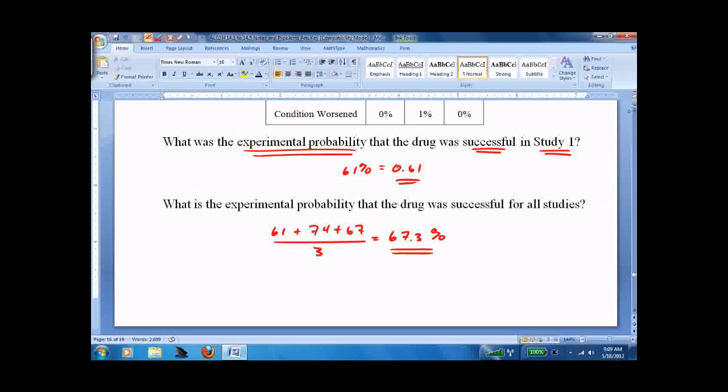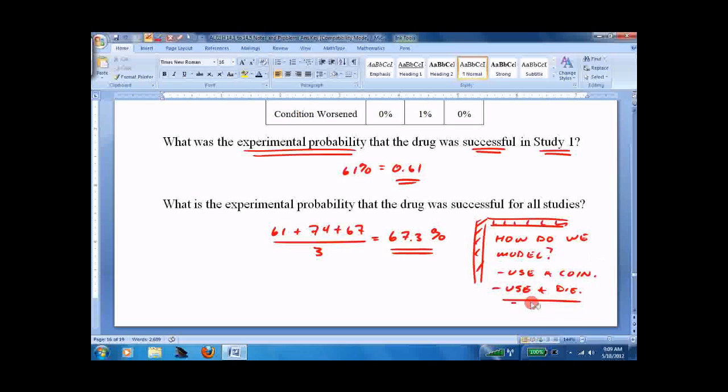A lot of things that people want to do is say, well, I know something has a 50% chance, I'd like to model that. How do we model? Well, if you're modeling 50% chance, that's easy, just use a coin. A little harder if I say, well, I have a 1 in 3 chance. How do we model something with a 1 in 3 chance? Well, use a die and figure it out yourself. How would you go 1 in 3 on a die? Think about it.